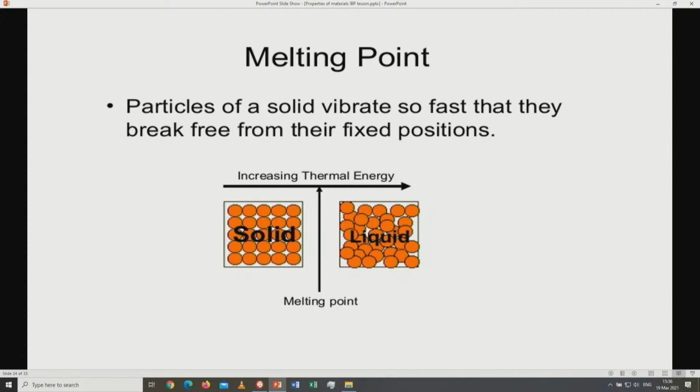Now there's just a slight demonstration of the melting point. Right, if you increase thermal energy, a solid will change from solid to liquid, which means that at a fixed point it will start to change. For example, at 0 degrees Celsius, water ice will change from a solid state to a liquid state.